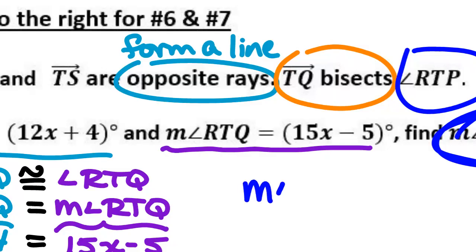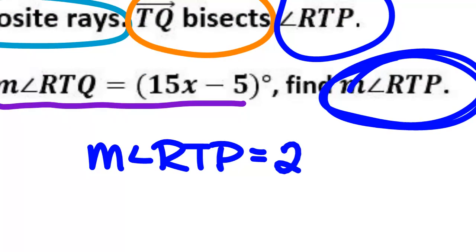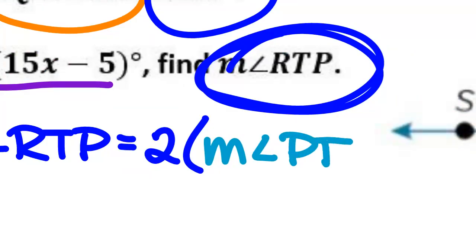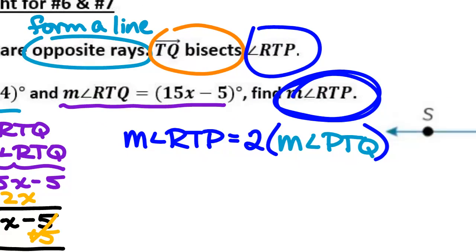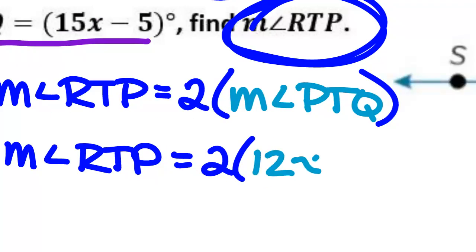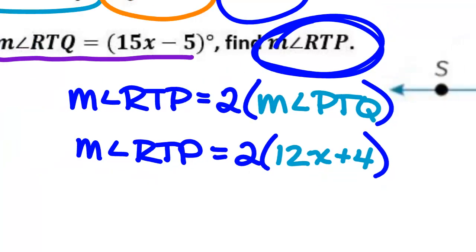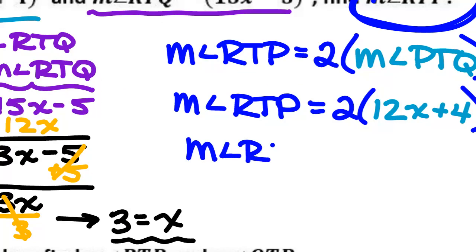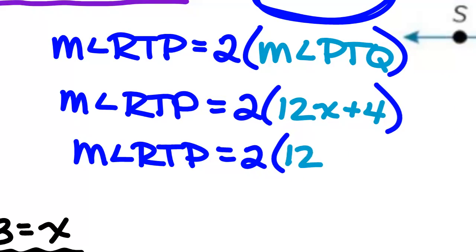So the measurement of angle RTP, I'm going to do one of the times 2 methods, is 2 times the measurement of angle PTQ. So the measurement of angle RTP is equal to 2 times 12x plus 4. So 2 times 12 times x. We found out that x was 3. So 12 times 3 plus 4. What's 12 times 3?